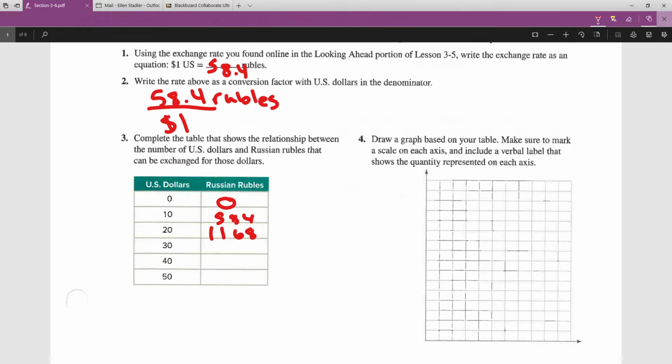30 will be 1,752. 40 should be 2,336. Remember, I'm just getting these by multiplying 40 times 58.4. For the last one, I'm going to take 50 times 58.4, and I should get 2,920.